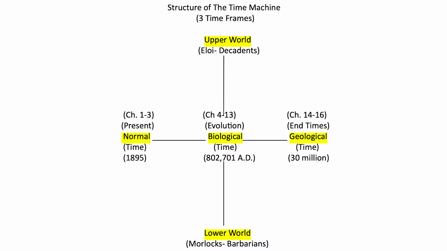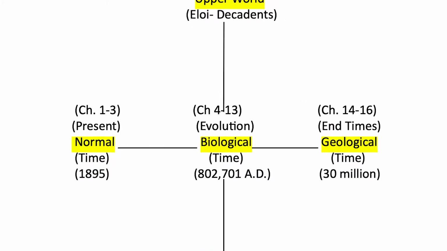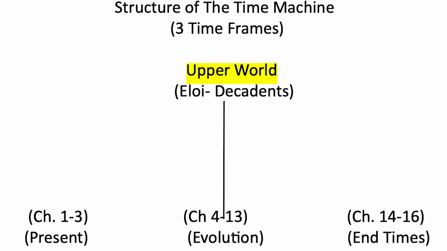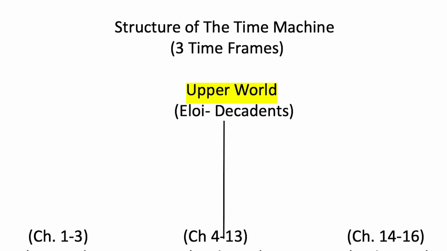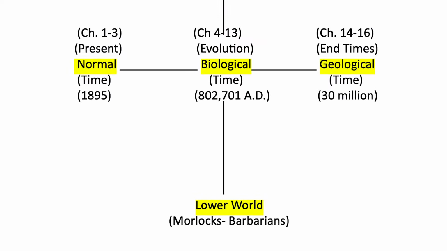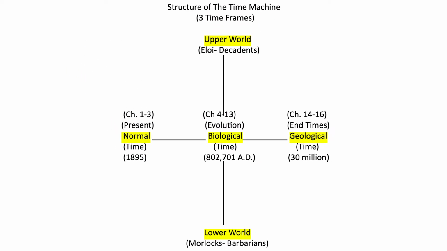And then the second period in here, where the time traveler arrives in the year 802,701 AD, he comes across the Eloi, who are the upper world inhabitants, and the Morlocks, who are the lower world inhabitants. And notice that here I have them labeled as Eloi as the Decadents, and the Morlocks as the Barbarians. And as I said, I'm going to explain all about that in a moment. So that's the frame or the structure of the novel. And of course, it was an extremely successful novel and made his reputation almost immediately.